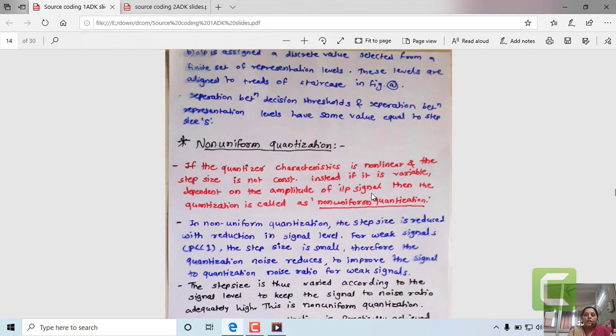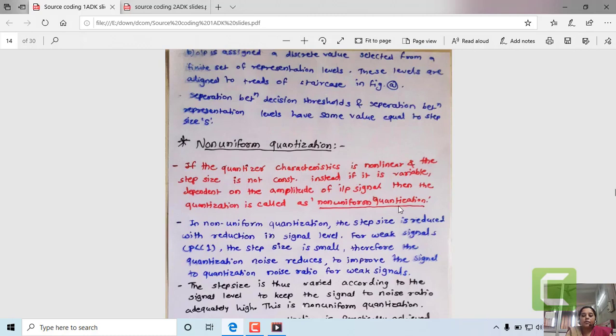Generally, in all the real-time experiments, this non-uniform type of quantizer has to be applied, because in real-time signals, the amplitude variations will not always happen with the same magnitude. And so we have to follow non-uniform quantization. To comment on step size increment or decrement, the nature of the original signal has to be looked at.